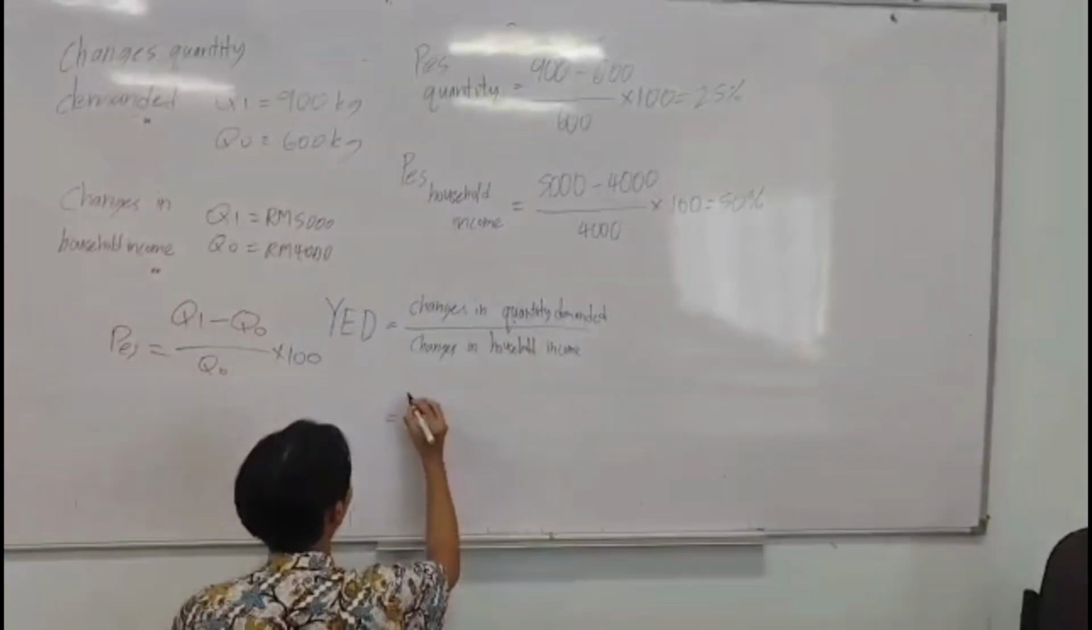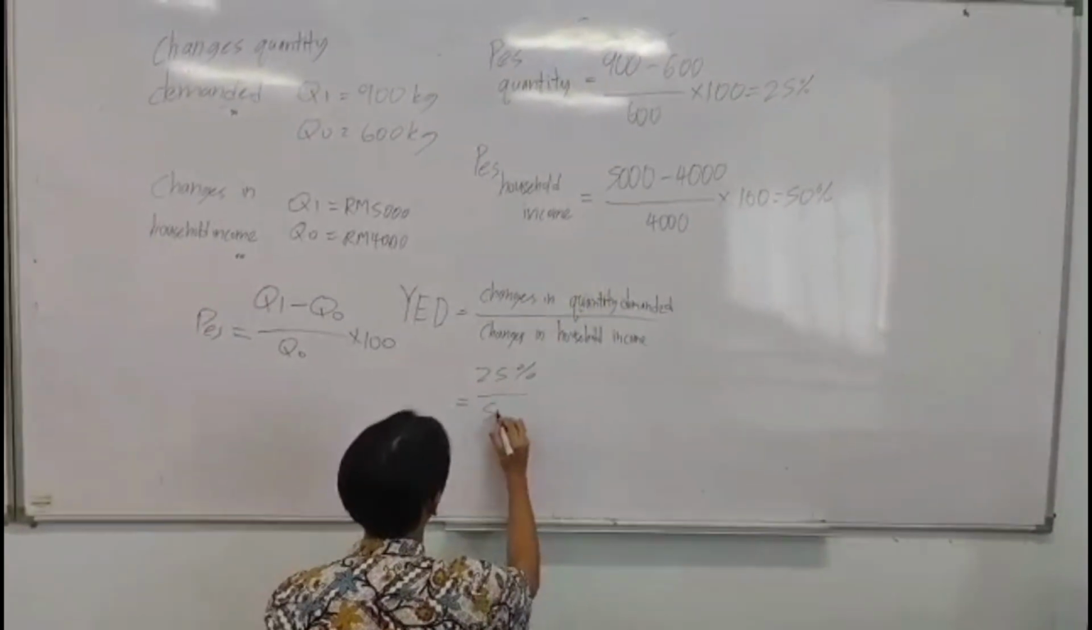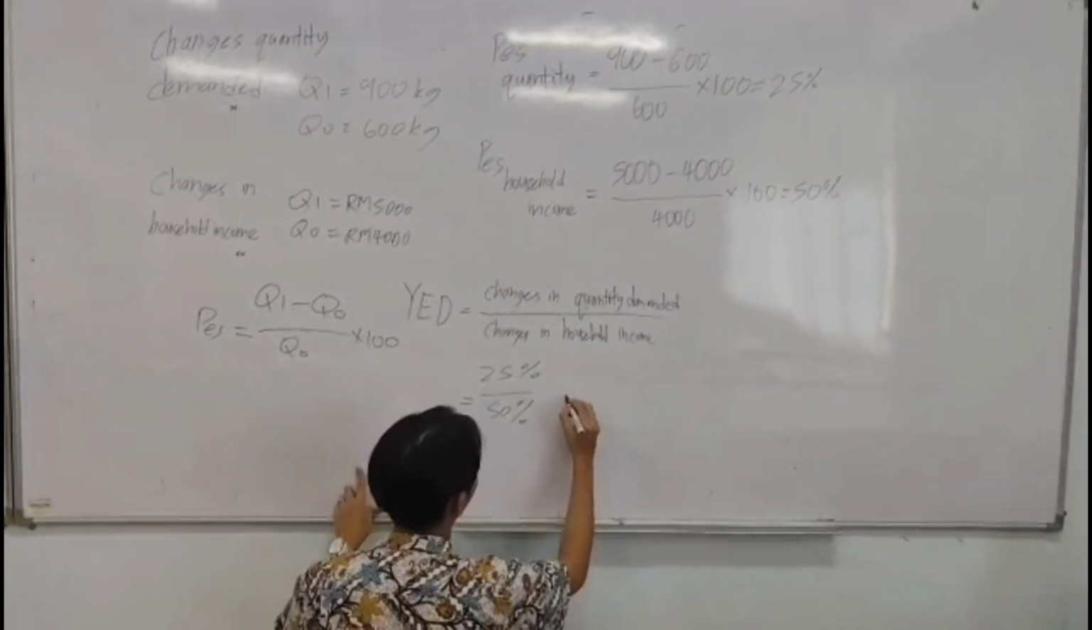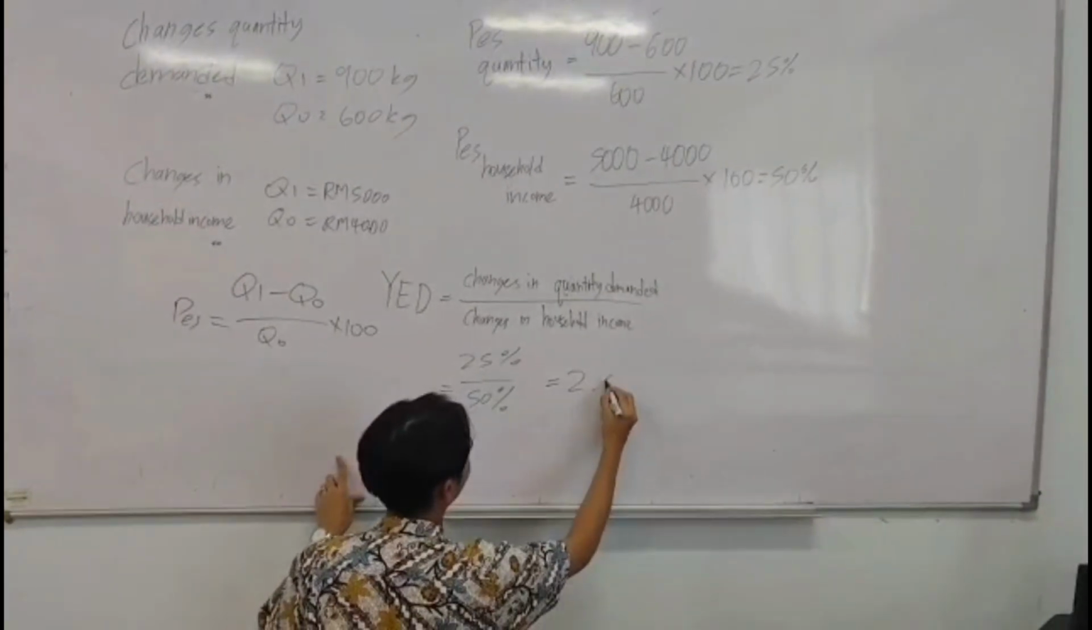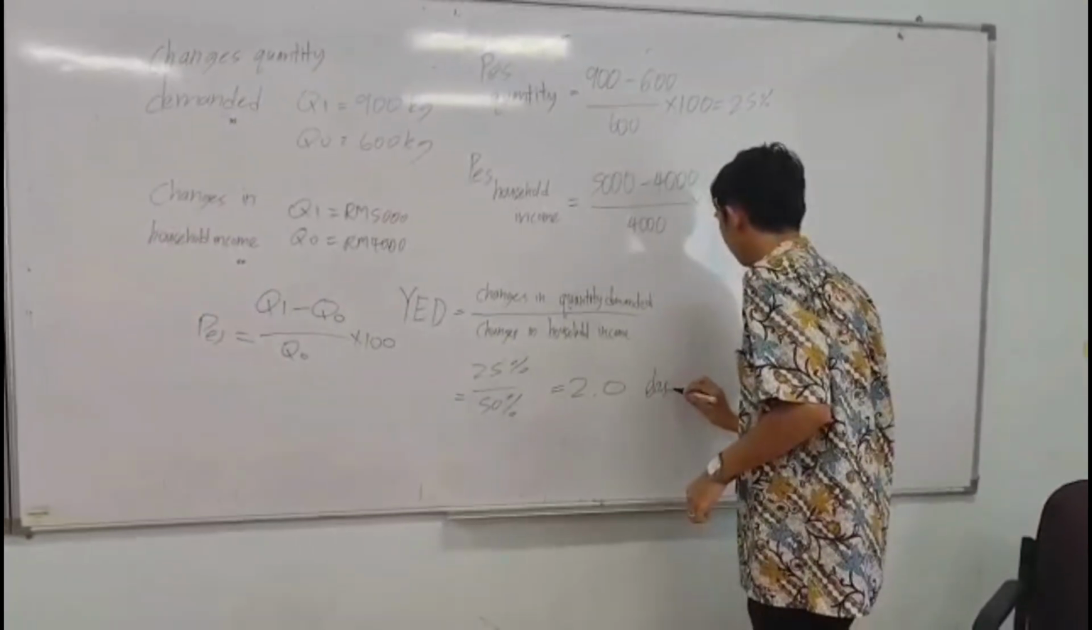You take the 50% and divide by the 25% household income change, so we get the number 2.0, which equals elastic income. So let's continue with slide 4.